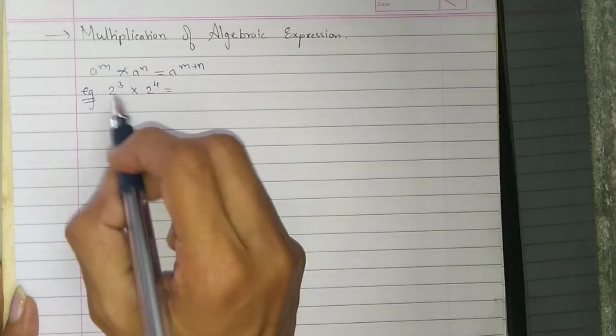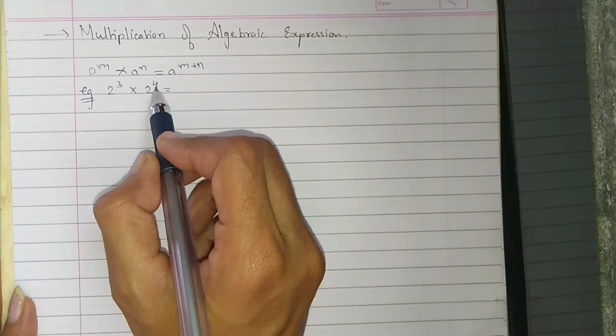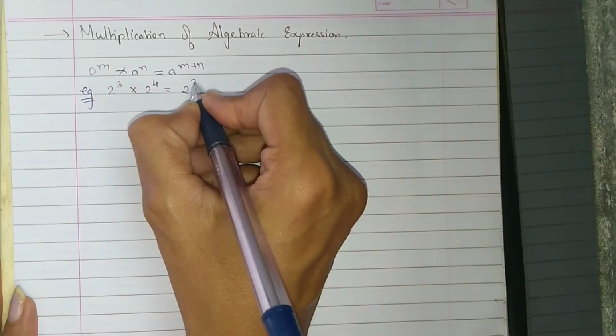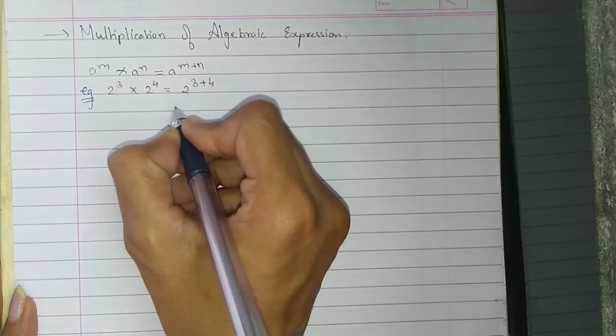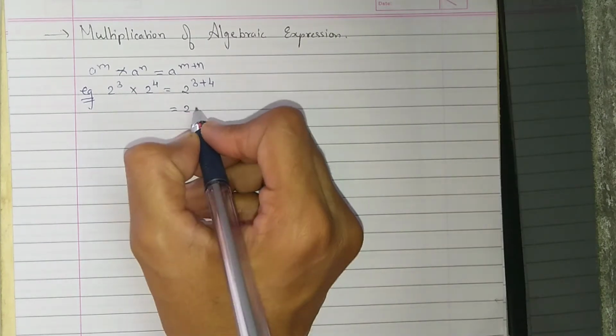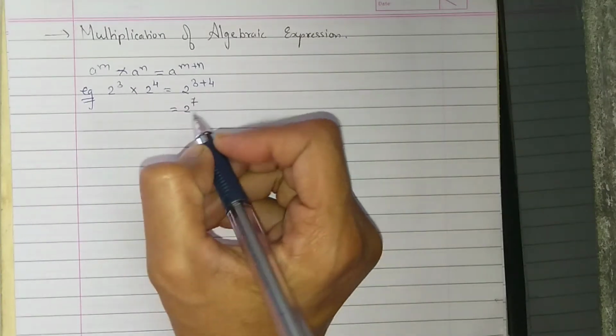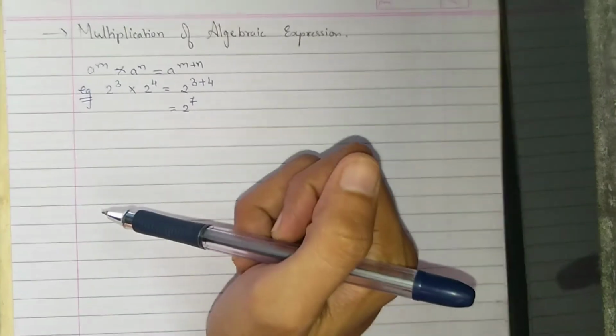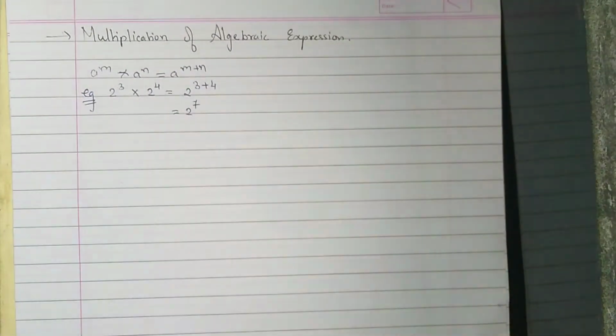Now here see the example, 2 raised to 3 into 2 raised to 4. So 2 raised to 3 plus 4. So the answer is 2 raised to 3 plus 4, that is 7. Right? So this is your answer, 2 raised to power 7.